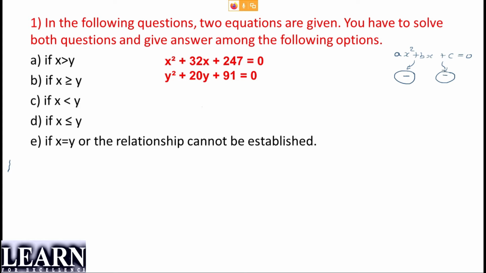So if I'm talking about solving this equation, we need to first solve the tree here. That's what I have already told in the previous section. x square plus 32x plus 247 is equal to 0. And we have another equation, y square plus 20y plus 91 is equal to 0. So what is the first step here? We have to draw the tree, right?